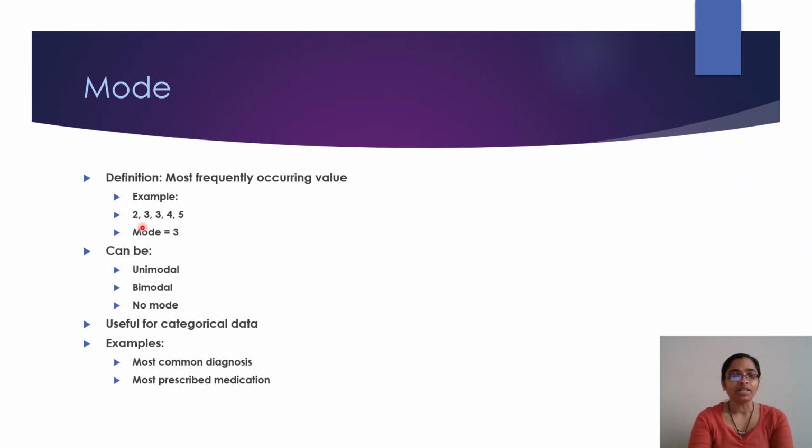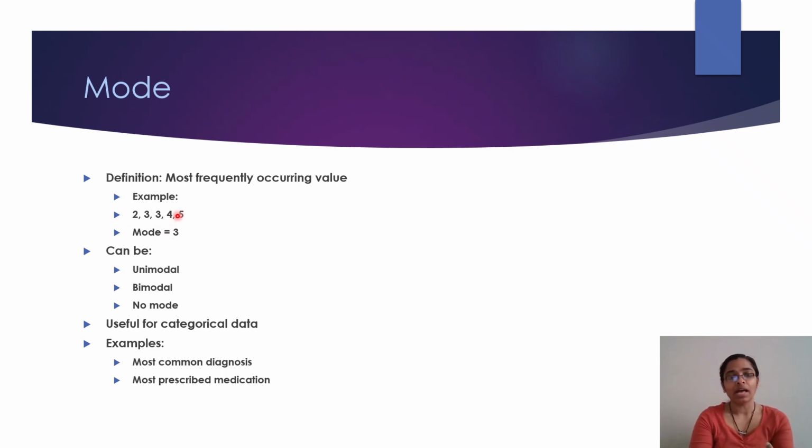For example, if we have a data set of 2, 3, 3, 4, 5, the most frequently occurring value is 3, and that becomes your mode. Now a data set can be unimodal, it can be bimodal, it can have no mode as well. This data set has only one mode, that is 3. So this data set is unimodal.